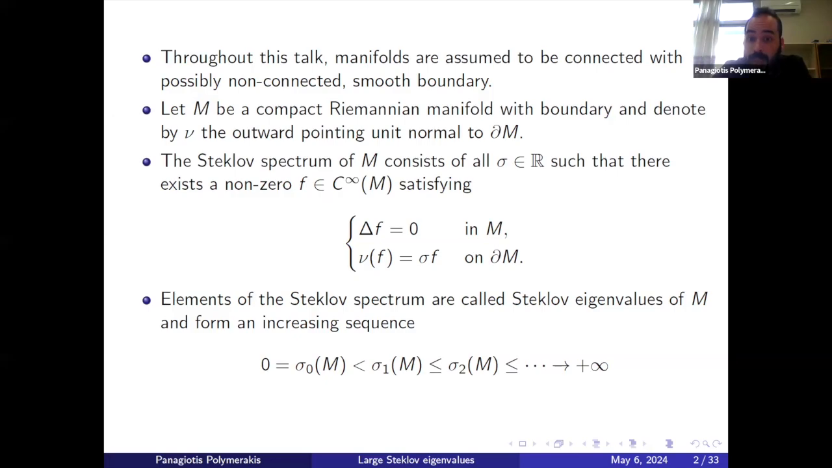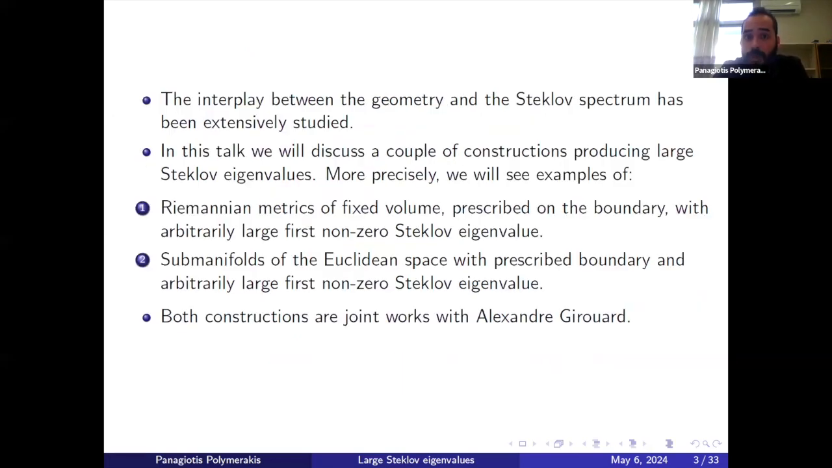Now, the interplay between Steklov eigenvalues and the geometry of the manifold has been extensively studied during the last years. In this talk, we'll give a couple of constructions, joint work with Alexandre Girouard, related to producing large Steklov eigenvalues. In the first part of the talk, on certain Riemannian manifolds, we'll construct Riemannian metrics which are prescribed on the boundary, have fixed volume and arbitrarily large first non-zero Steklov value. In the second part, we'll construct submanifolds of Euclidean space with prescribed boundary and arbitrarily large first non-zero Steklov value.